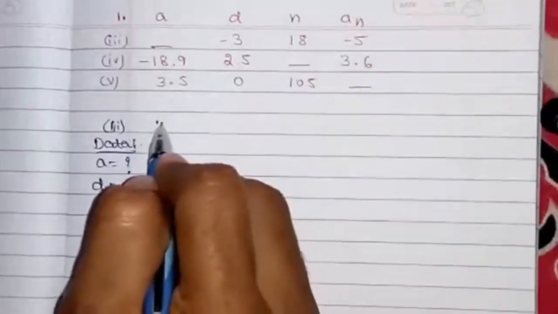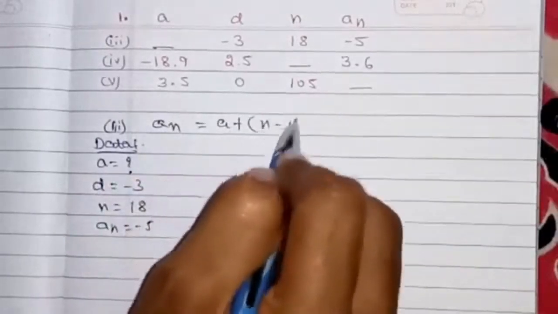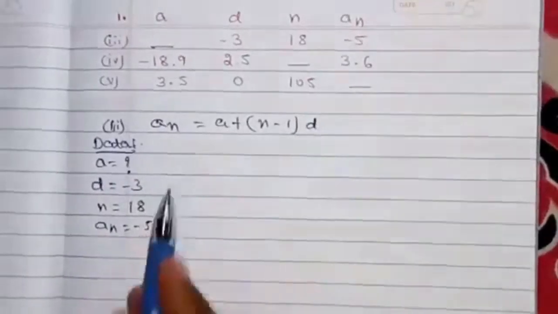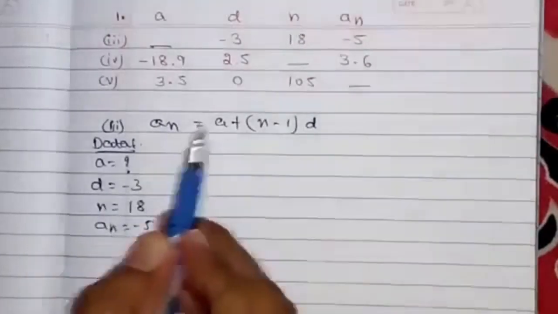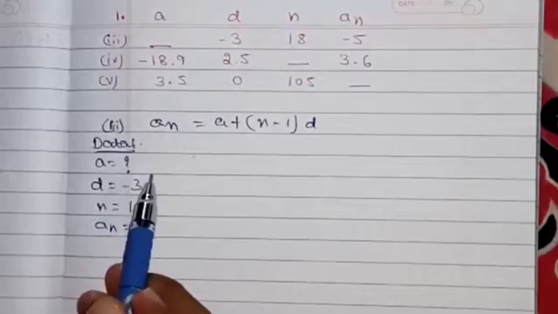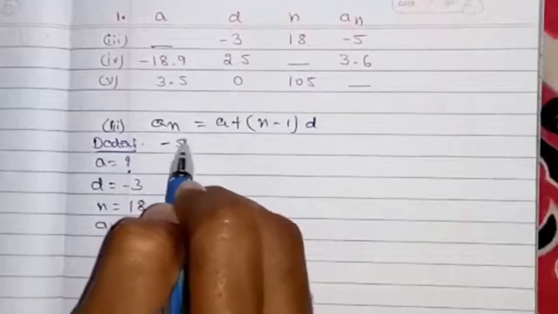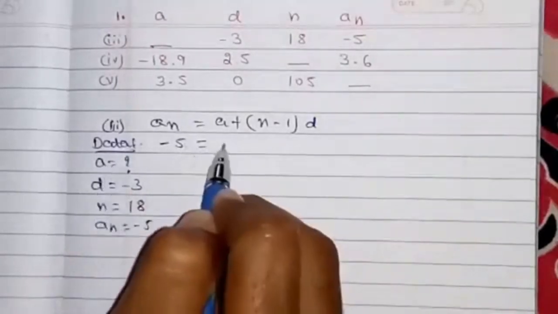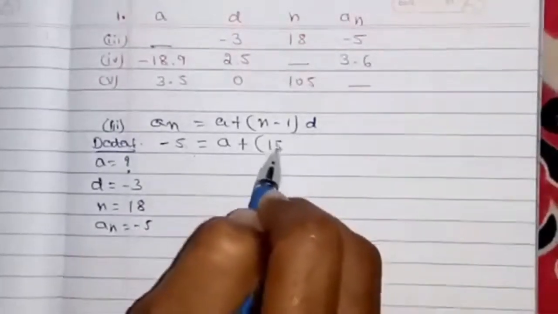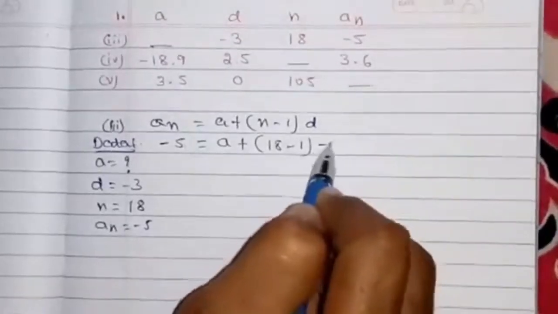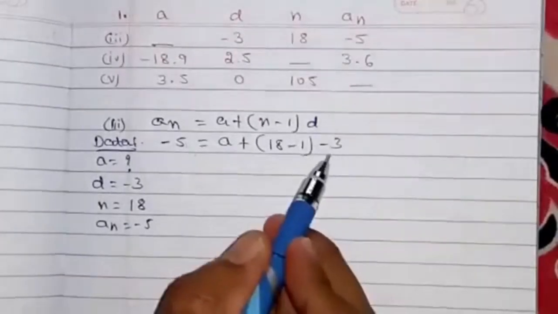As usual, you need to write down the formula. The formula is an is equal to a plus n minus 1 into d, right children? Now you have the formula and you have the values, just apply these values to this formula and find the first term a. Now an is minus 5, so therefore here minus 5 is equal to a, that you need to find out. So keep the a as it is, plus n is 18 minus 1 into d is minus 3, right children? So be careful when you are multiplying by a minus number.